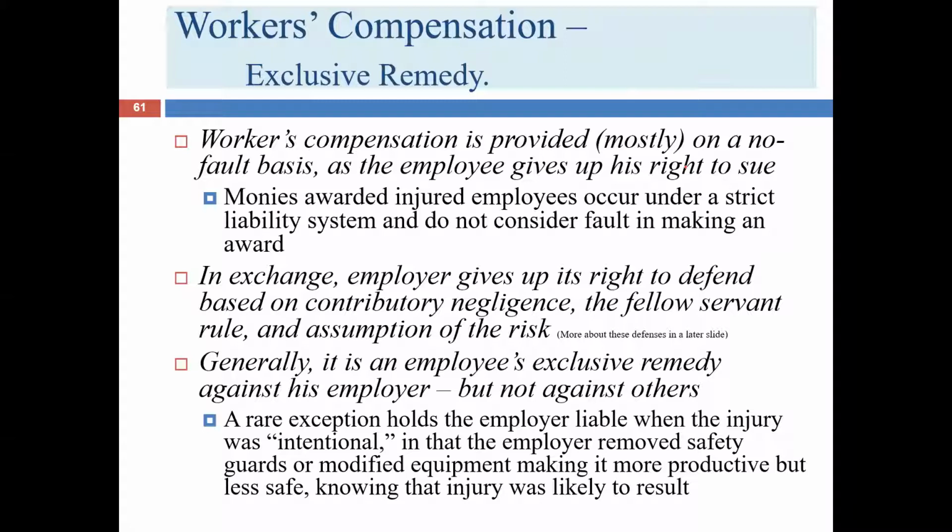So that's something that the employee is giving up, but the employer is giving up something as well. We'll talk more about this later on, but the idea is that the employer gives up some of the defenses that the employer might have, such as contributory negligence, the fellow servant rule, and the assumption of risk. We'll talk more about this in later slides, but keep in mind that both the employee and the employer are giving up something, and they're getting something as a result of this. The system replaces a system that was already in effect, and therefore there are advantages and disadvantages. So as a result, the employee's exclusive remedy is against his or her employer, but not against others.